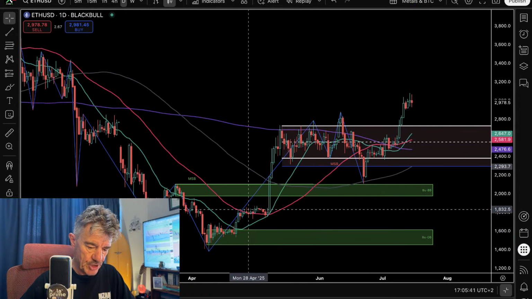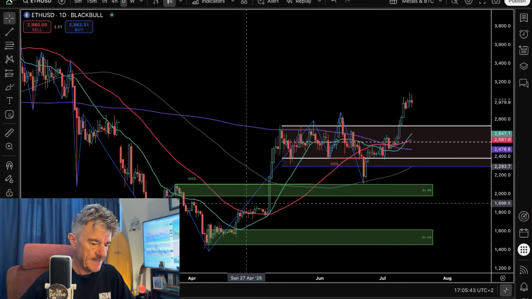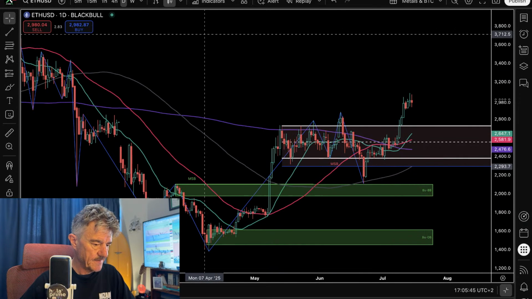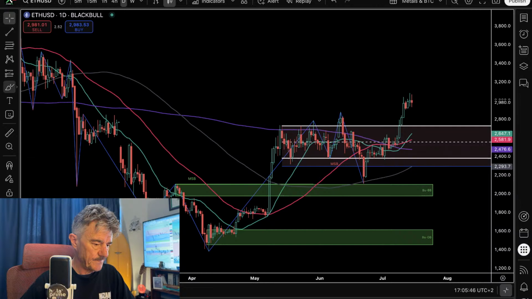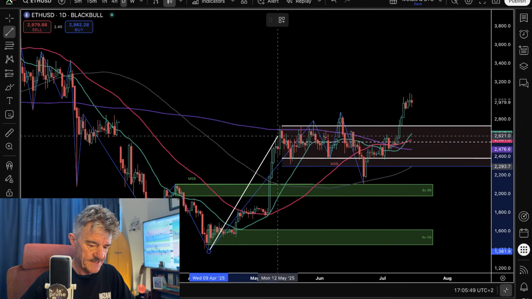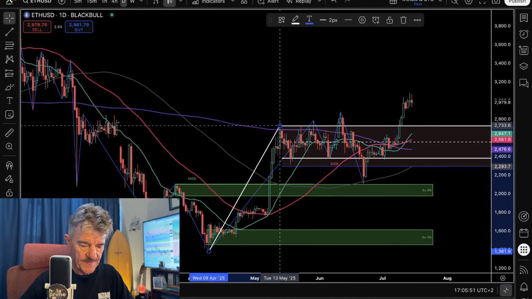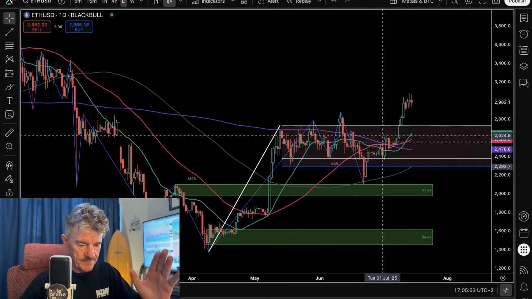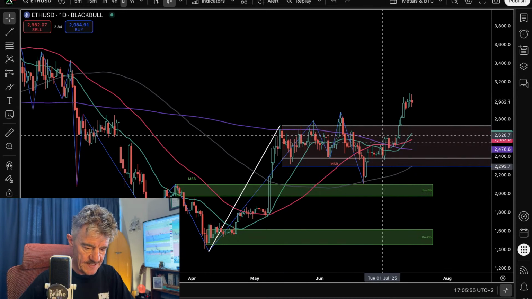I didn't say change color. I deleted it. Did I delete it? So annoying. Right, let's do it again. So there's the bull move, the bull run, up to the bull flag. So it goes up, then it goes sideways, perfectly parallel.